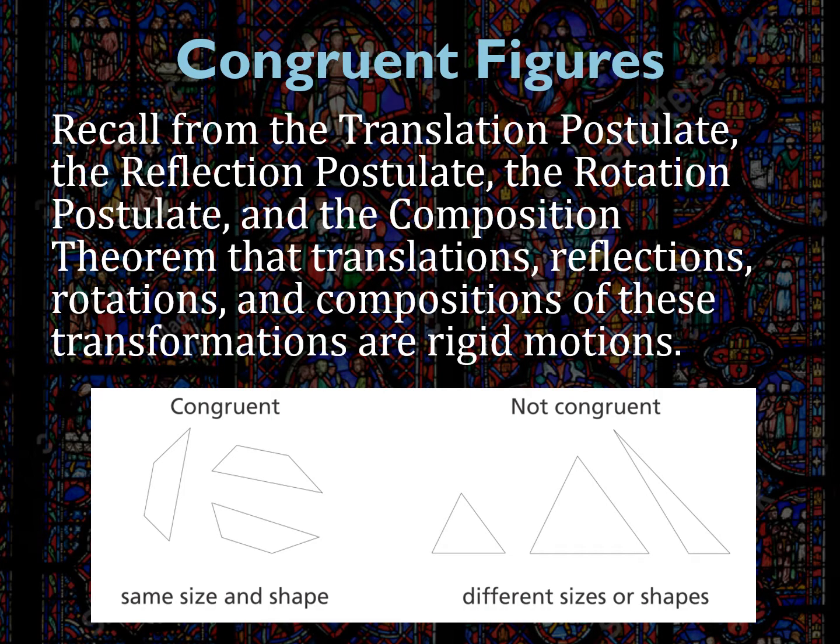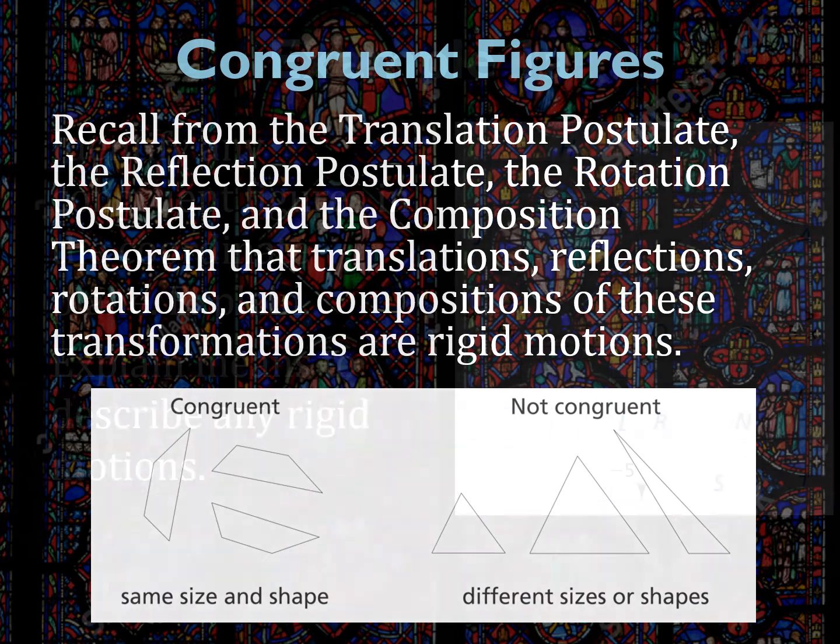So recall from the translation postulate, the reflection postulate, the rotation postulate, and the composition theorem that translations, reflections, rotations, and compositions of these transformations are all rigid motions. They don't change the size or shape of the figure. They just move them around, spin them around, and reflect them.